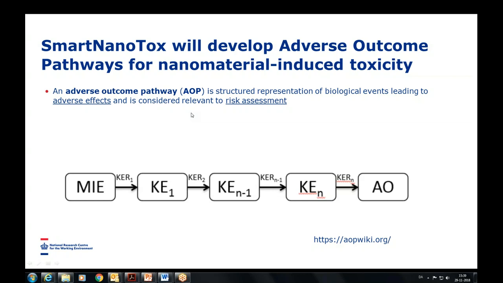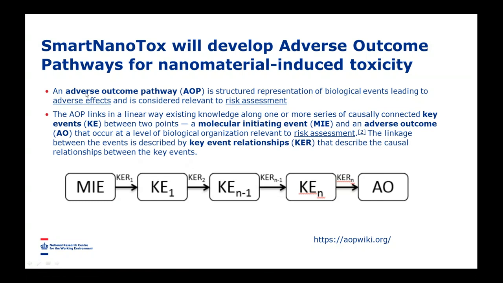So here we have a key molecular initiating event. And then we have different key events that are causally related to each other, leading to the adverse outcome. And the key event relationship describes the causal relationship between the molecular initiating event and the first key event, and the next and the next. So the presence of one key event does not necessarily mean that the adverse outcome will come in the end, but it is a possibility, and usually it will require more and more material to progress from one key event to the other. So all these key events and the molecular initiating event will represent targets for in vitro testing and for modeling.